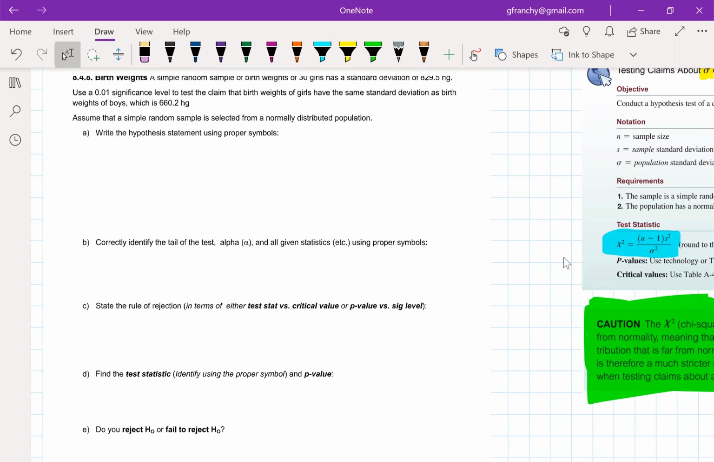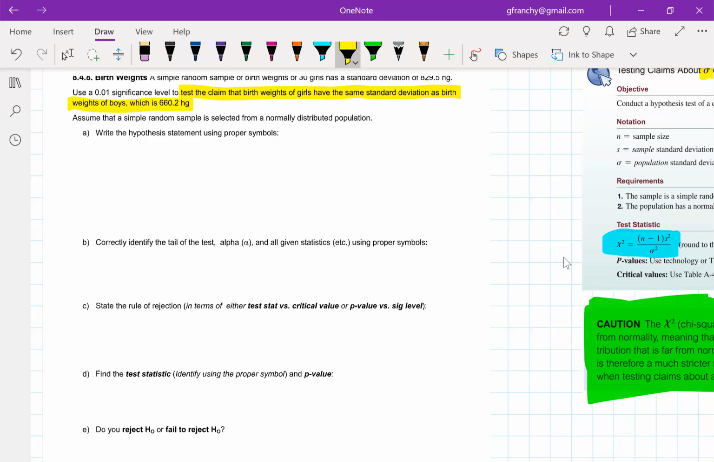So anyway, question 8: a simple random sample of birth weights of 30 girls has a standard deviation of 829.5 hectograms. Use a 0.01 significance level to test the claim that the birth weights of girls have the same standard deviation as the birth weights of boys, which is 660.2 hectograms. Assume that a simple random sample is selected from a normally distributed population. So a couple things that we want to get out of this first.